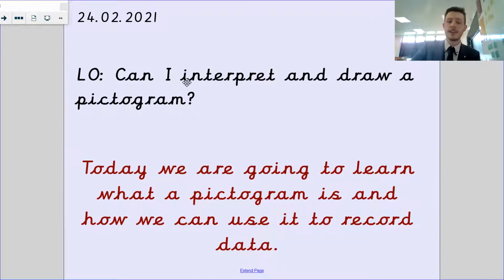So our learning objective is, can I interpret and draw a pictogram? Now, we're going to be learning what a pictogram is and how we can use it to record our data. So let's work this one out together.